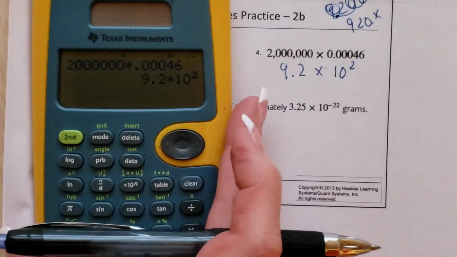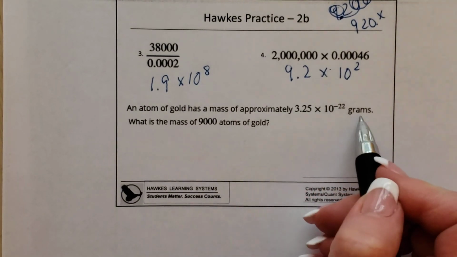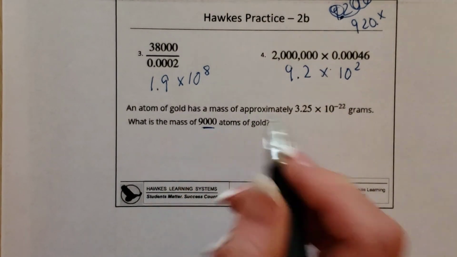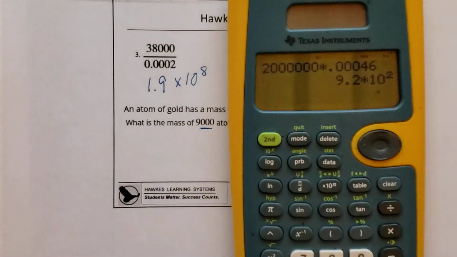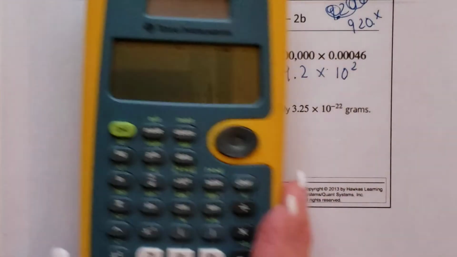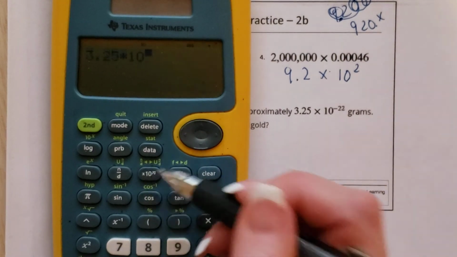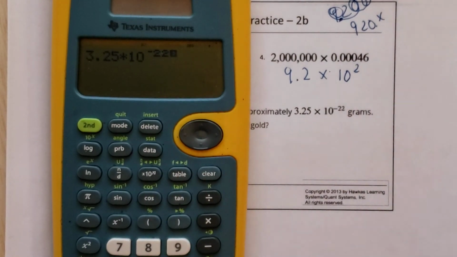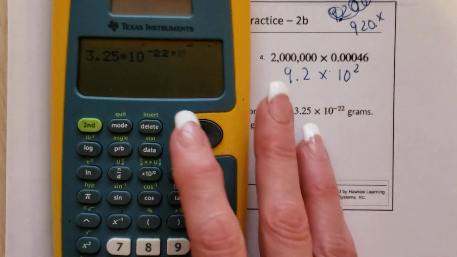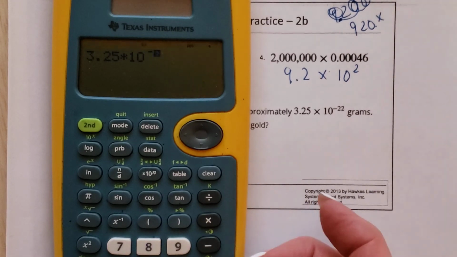All right, and then the last one: an atom of gold has a mass of approximately a tiny bit of grams. What is the mass of 9,000 atoms of gold? Well, you're going to multiply. So you're going to take 3.25 times 10 to the negative 22nd, and then I'm going to multiply that. Whoops, I forgot to get it out of there. So I'm going to do raised to the negative 22.